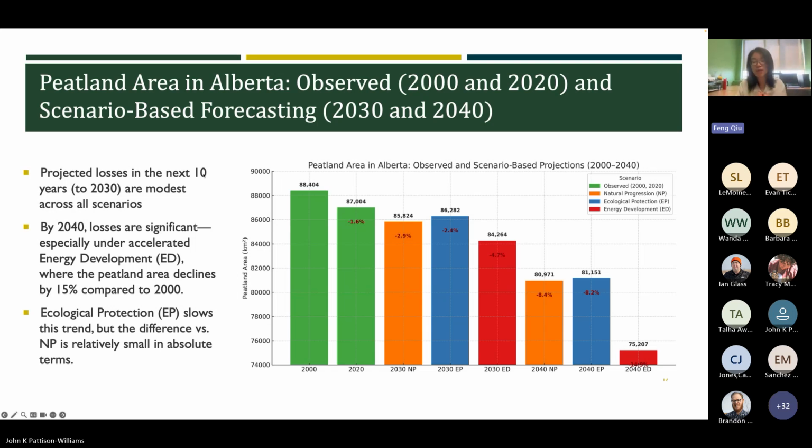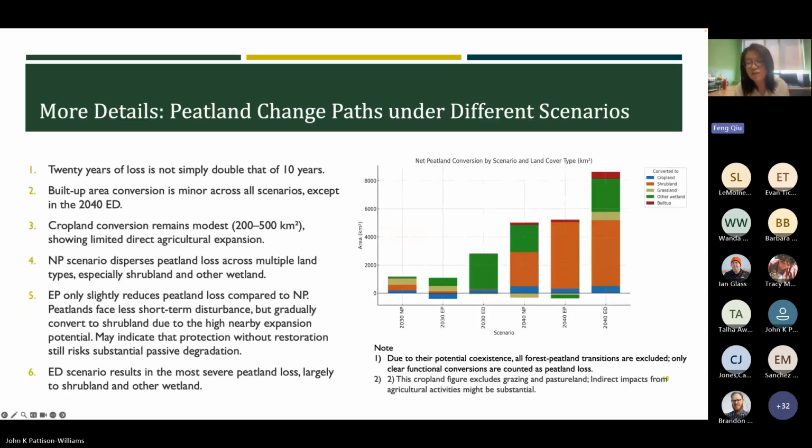So this gives us some big picture. And on the next page, this gives us some details regarding the transition, regarding the net loss of peatland to different types. From the graph on the right-hand side, we can see first, again, the 10-year loss is moderate, and the 20-year loss is significant. And a couple of interesting findings.